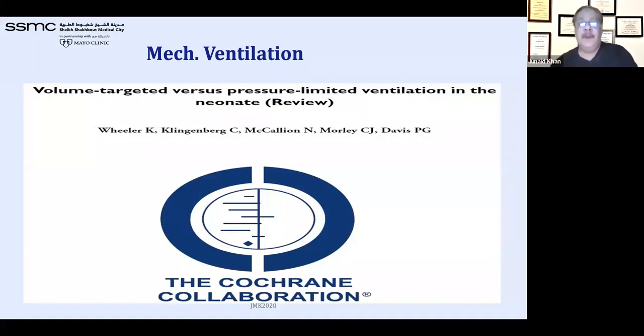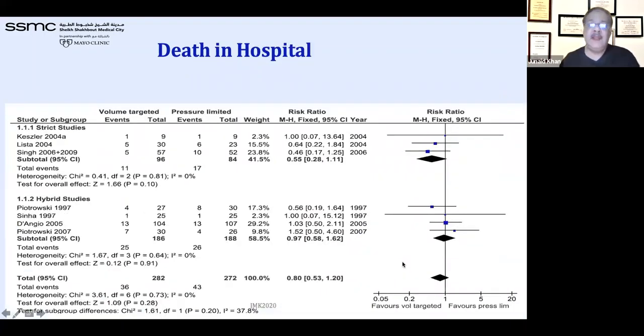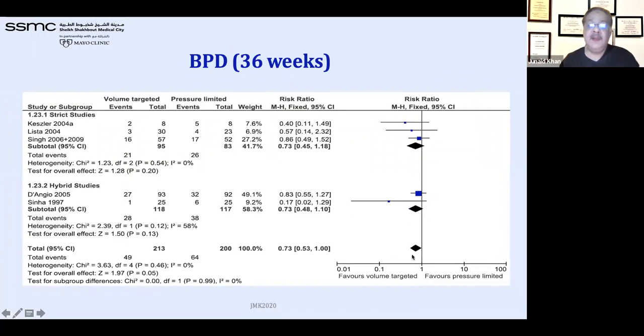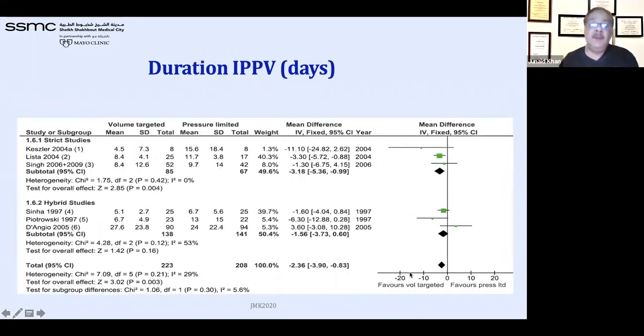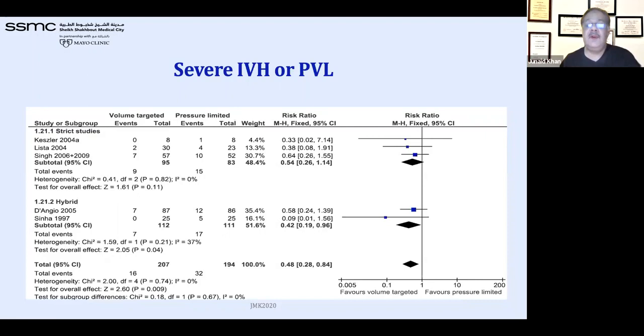Because we are a tertiary center, a research center, like Mayo and Johns Hopkins, we are actually using 3 modes in different babies. But mostly, if the baby is getting mechanical ventilation, we are using volume targeted mode as compared to pressure limited. And why is that? Because if you go to the Cochrane collaboration, there is a lot of evidence. Death or BPD favors volume targeted. Death in hospital, no difference. Death or BPD at 36 weeks favors volume targeted. IPPV days are less in volume targeted, as you can see. Any pneumothorax is less, favoring volume targeted. Severe IVH or PVL favors volume targeted.